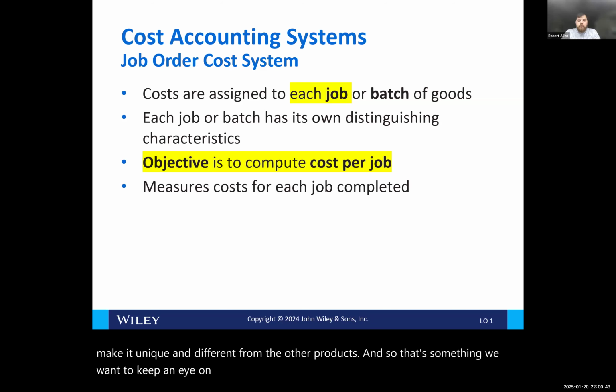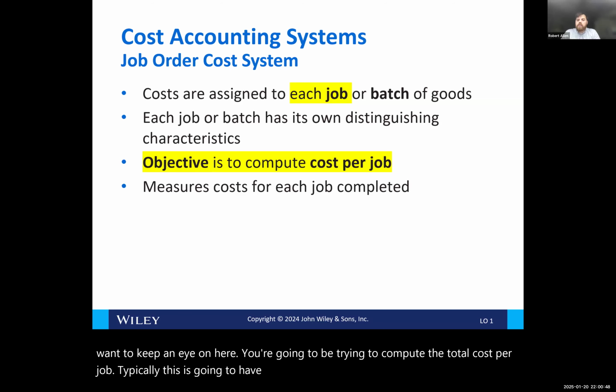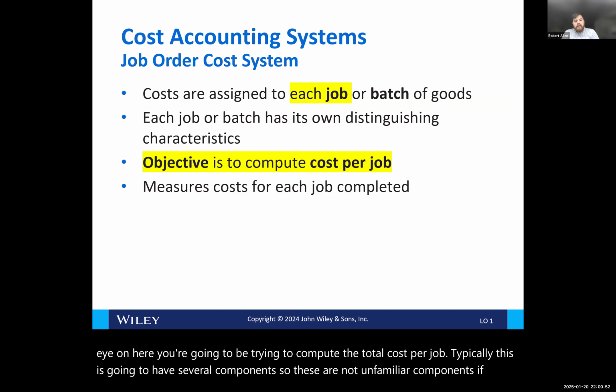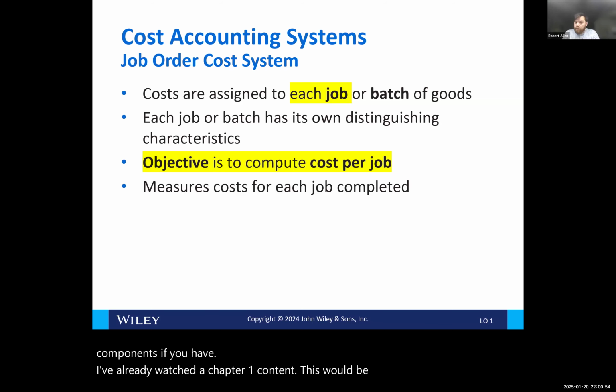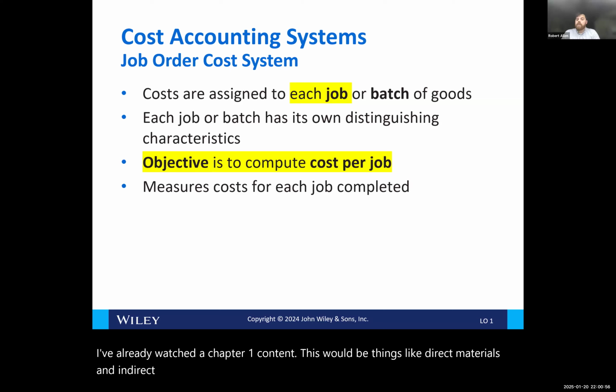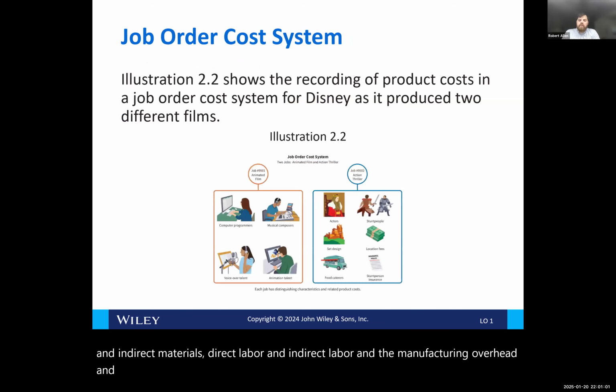Here, you're going to be trying to compute the total cost per job. Typically, this is going to have several components. These are not unfamiliar components. If you have already watched the chapter 1 content, this would be things like direct materials and indirect materials, direct labor and indirect labor, and then manufacturing overhead. Those are the things that we're going to be primarily following here.